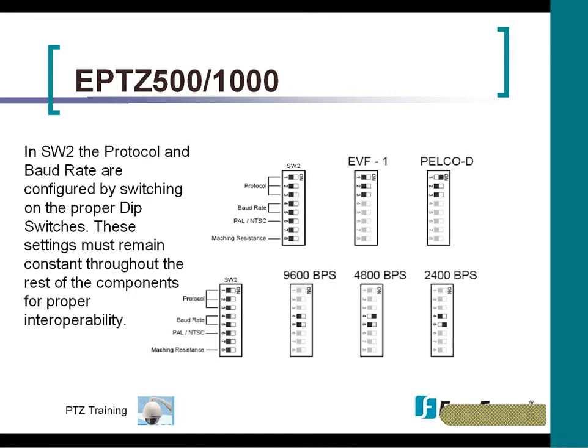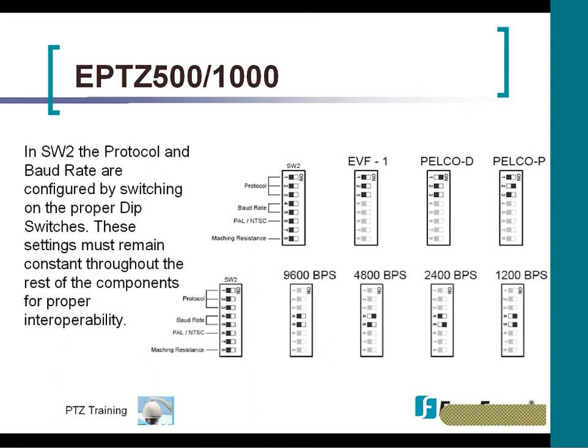And this is a screenshot of the SW2. Again, the SW2 controls the protocol and baud rate. You'll see up on the top that 1, 2, and 3 are your protocol, 4 and 5 are your baud rate. And then down below it will show you the different baud rates available. You have the 96, the 48, the 24, and the 1200 protocols.